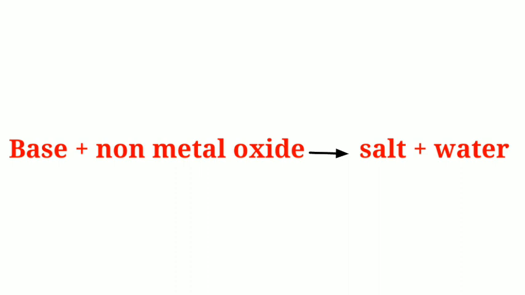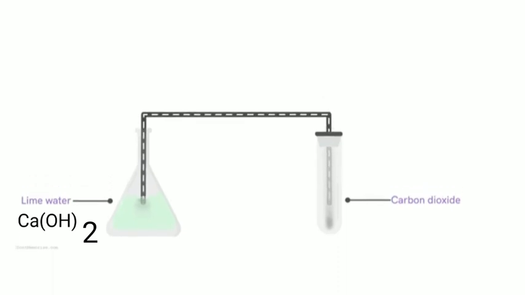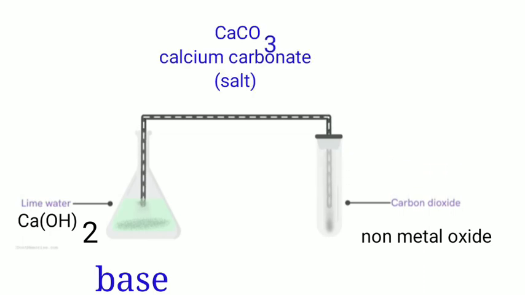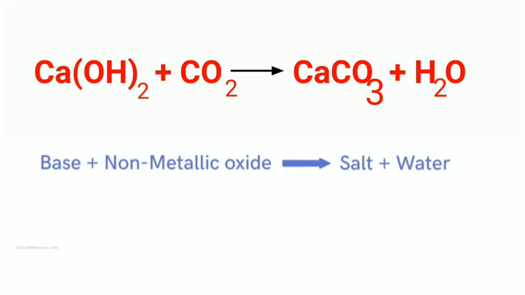For example, calcium hydroxide, Ca(OH)2, which is a base, combines with carbon dioxide, which is a non-metallic oxide, to produce calcium carbonate, which is a salt, and water. Since it is also a neutralization reaction, it shows that non-metallic oxides are acidic in character.